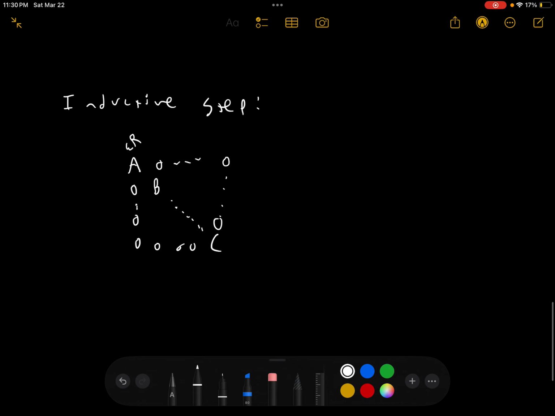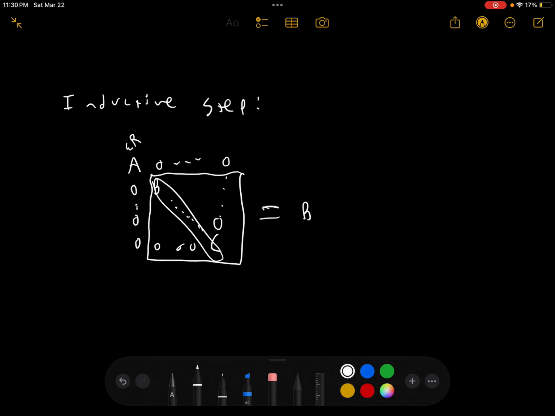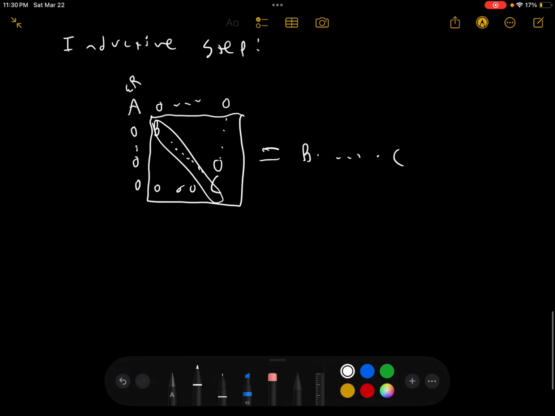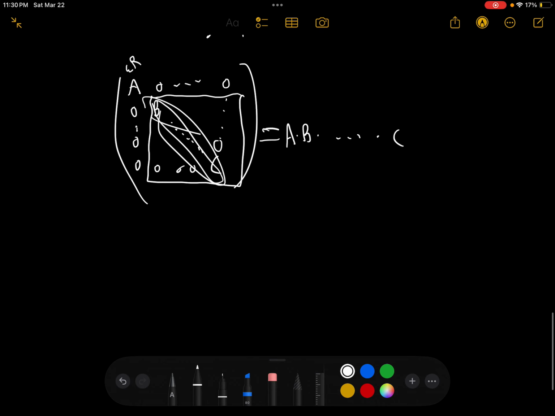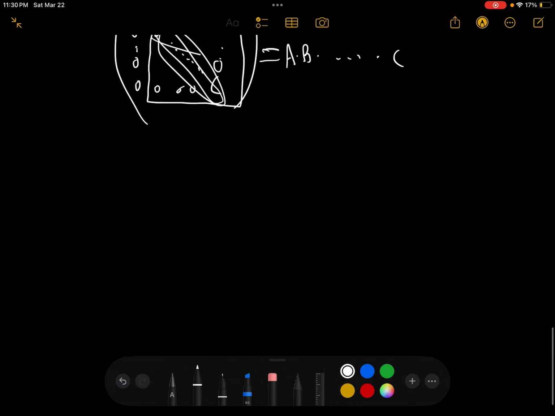Okay, and basically our assumption is that the determinant of this matrix is equal to the product of this diagonal, which is B times ... times C. And now we want to show that the determinant of this whole matrix is equal to A times B times this whole diagonal. Okay, so we can write out a formula for the determinant of this matrix, and we're going to do so by expanding along the first row.